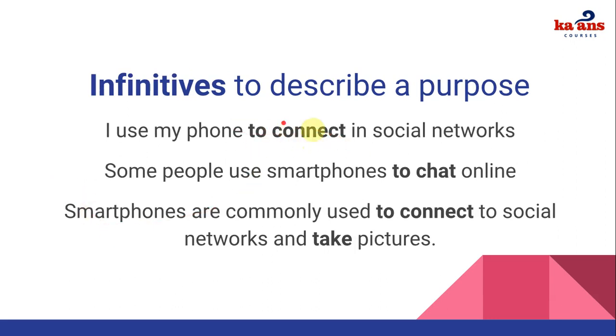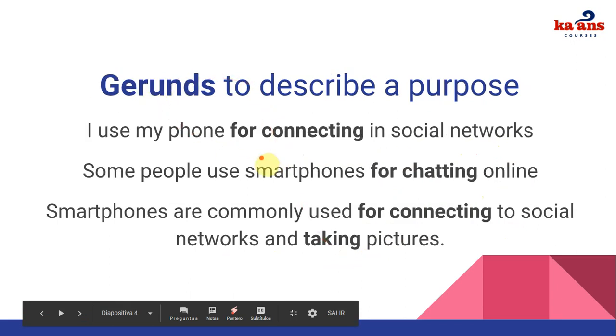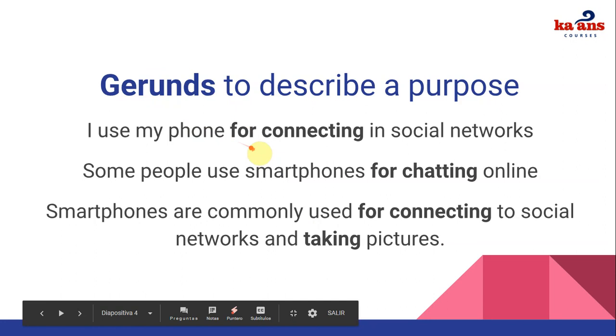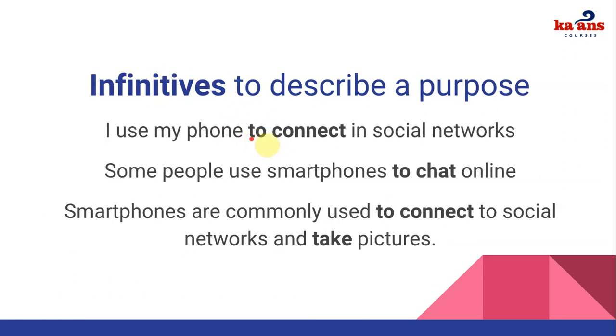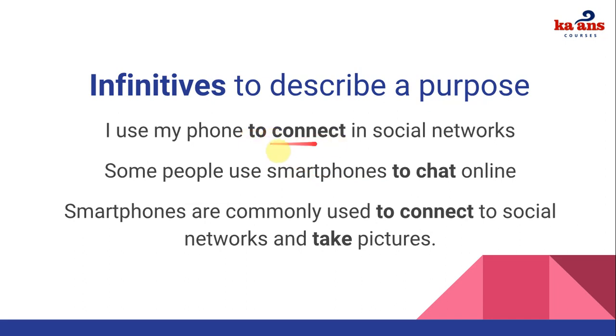Okay, remember we have the infinitive to plus the action, to connect in social networks, to chat online, or to connect to social networks and take pictures. You could also use gerunds. Just be careful. Remember, with infinitives, we have to and then the base form, right? These are examples of infinitives. But with gerunds, it has to be for. You cannot say to connecting. That would be incorrect. For connecting, for chatting, for connecting, for taking. All right? So that's the difference. The use of for plus the ing or the use of to as the infinitive.